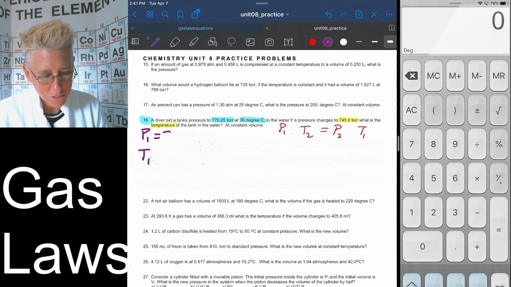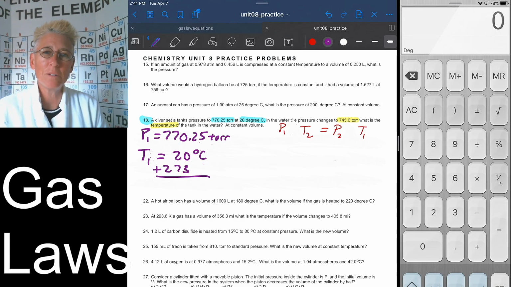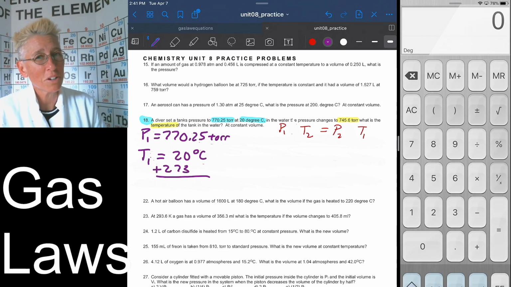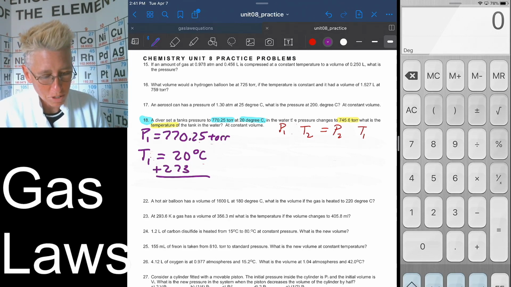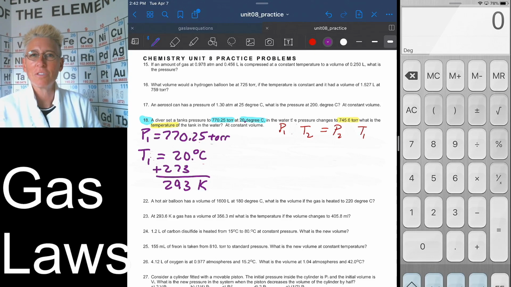So P1 is 770.25 torr, and I'll write the unit there. T1 is 20 degrees Celsius. Now I'm going to add that to 273 to get it into Kelvin, because the important thing with gas laws is you do want your temperatures in Kelvin. So we're going to write that as 293, and just for sake of significance, let's say there was a significance at that one place with the 20 degrees Celsius. So I can carry the number to 293 Kelvin.